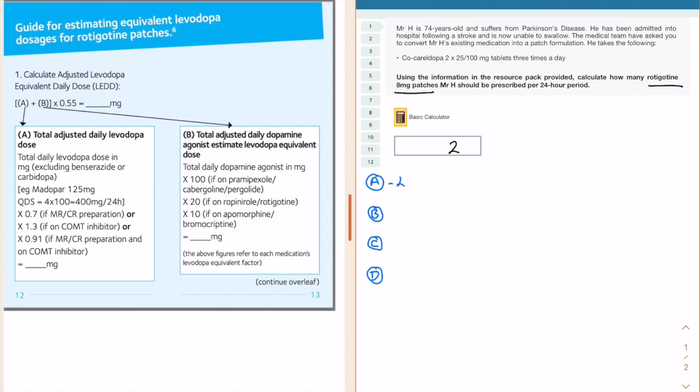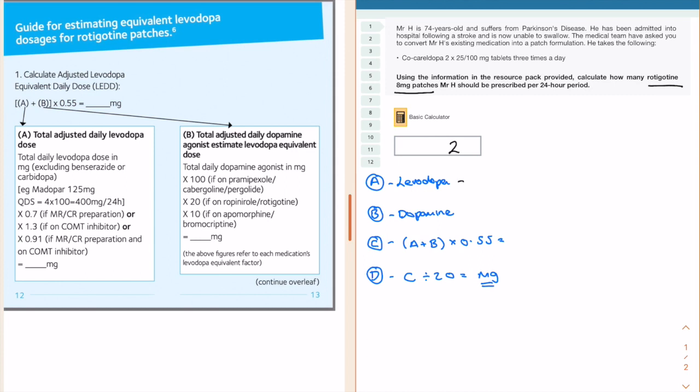And A is my levodopa total daily calculation, B is my dopamine agonist daily calculation, part C is where I'm going to add A and B together and I'm going to multiply it by 0.55. That'll give me my answer of milligrams of total equivalent levodopa daily dose, because I'm taking into account the risk of side effects. And then part D is where I'm going to take my answer from C and I'm going to divide it by 20 to get the number of milligrams of rotigotine in patches that they're going to need per 24 hours. So now that I've done that, I can now jump into my calculation.